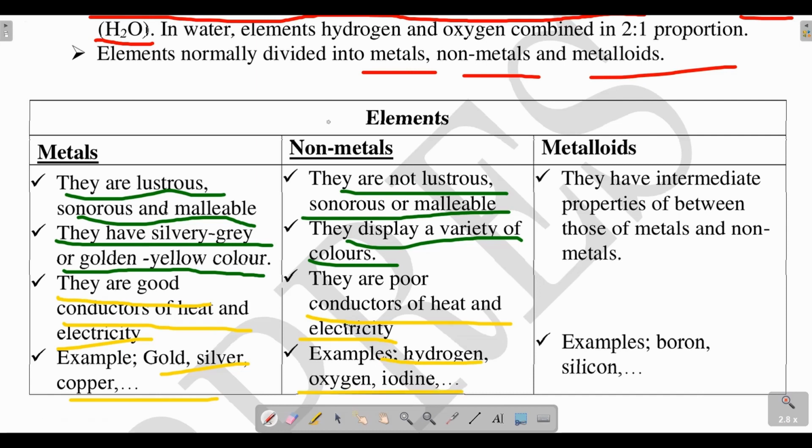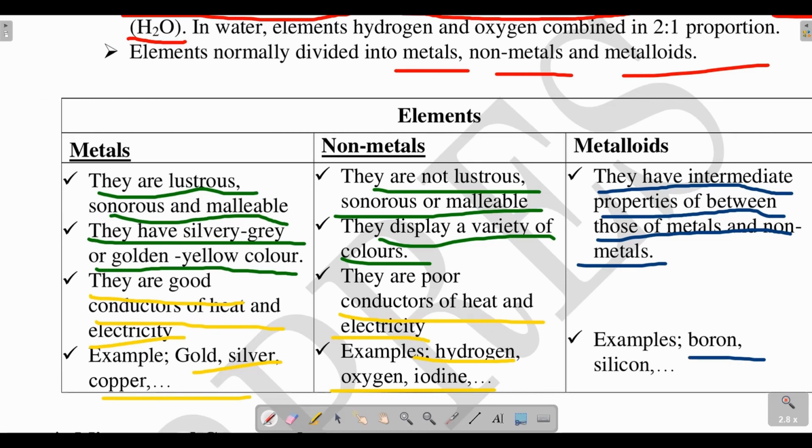Now we come to the metalloids, which are a category of exception. They have intermediate properties between those of metals and non-metals. Examples are boron, silicon, etc. These are the metalloids because they have properties of both metals as well as non-metals. So this is all about the classification of elements.